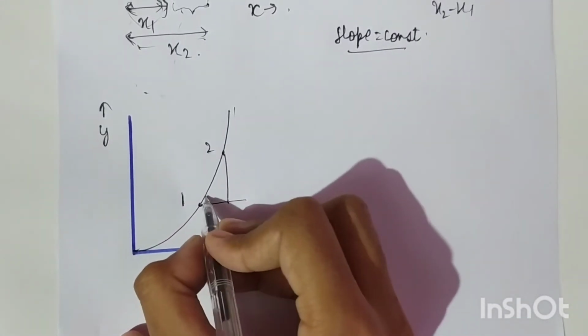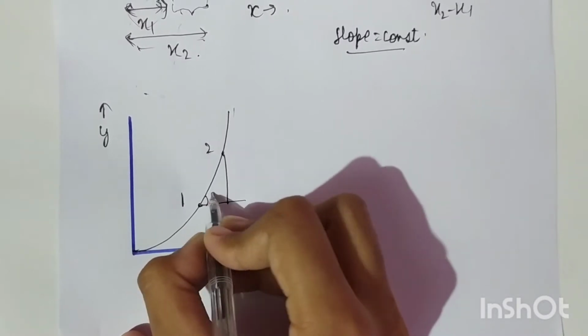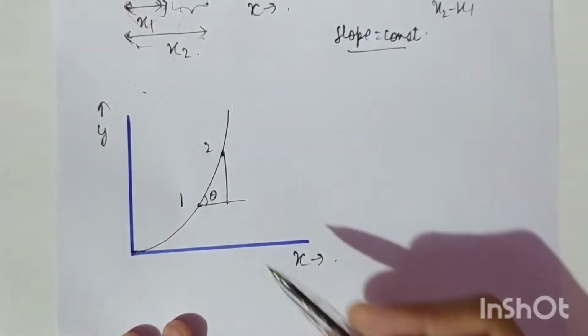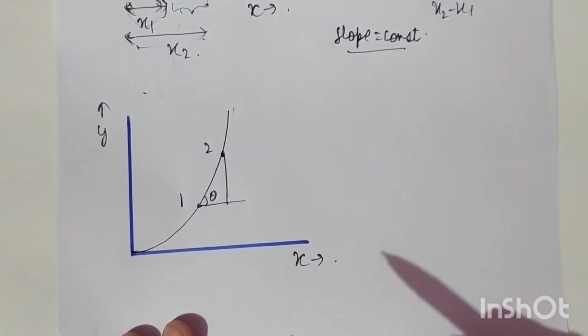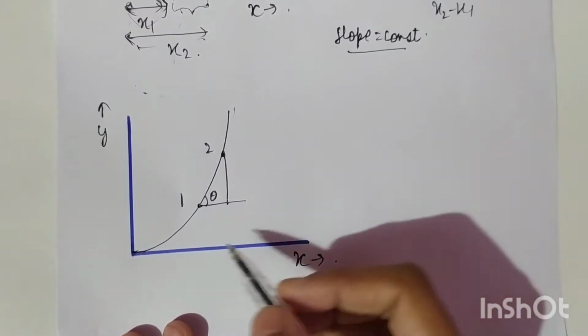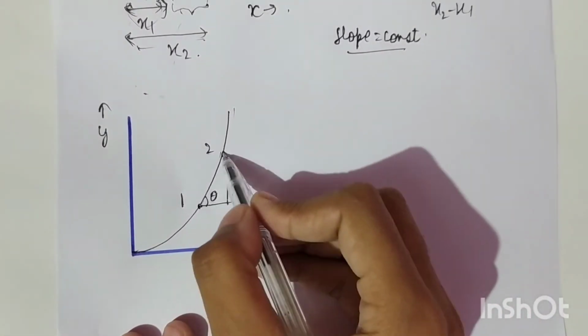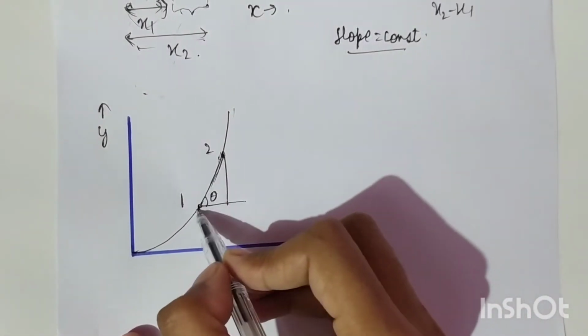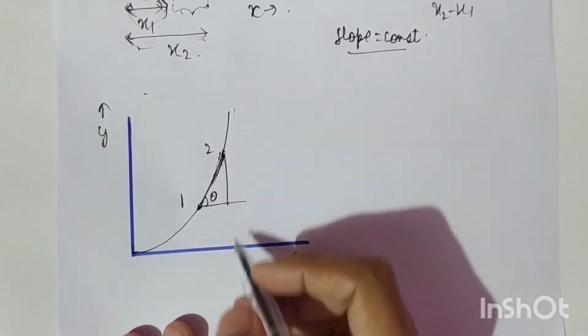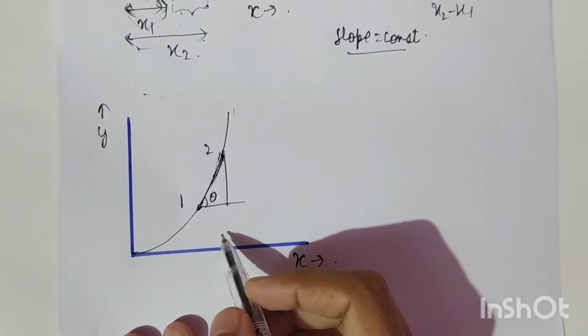See, this is the angle theta. In that case we had a straight line, so we could easily find the perpendicular, base and hypotenuse. But in this case we are given a curve, so we cannot approximate this curve as the hypotenuse. And we want to find out the slope. So what can we do?